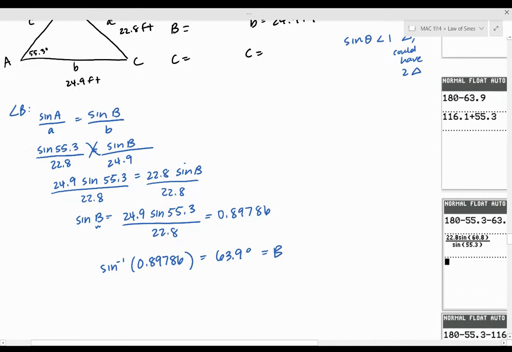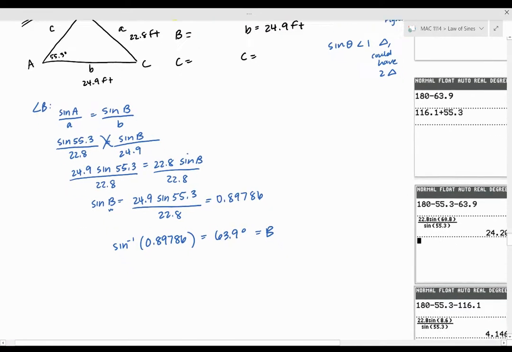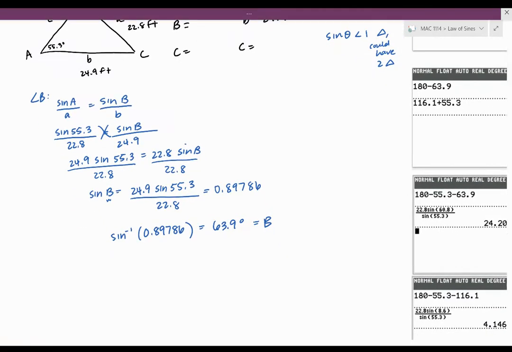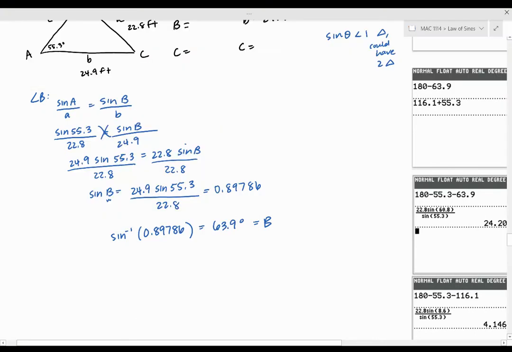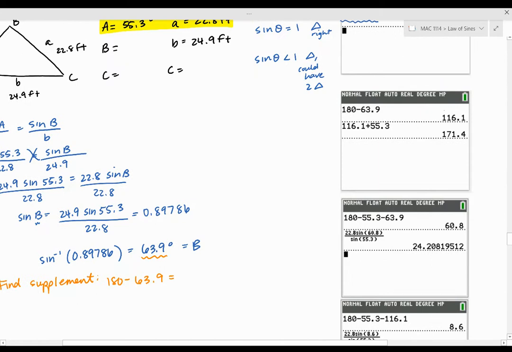Now, at this point, we have to check to see if we have two triangles. If we're checking to see if we have two triangles, we need to find the supplement of this angle we just found. Remember, supplementary angles sum to 180. So I'm going to take 180 minus this angle I just got, 63.9, to see what that equals. When I plug that into the calculator, I get 116.1.